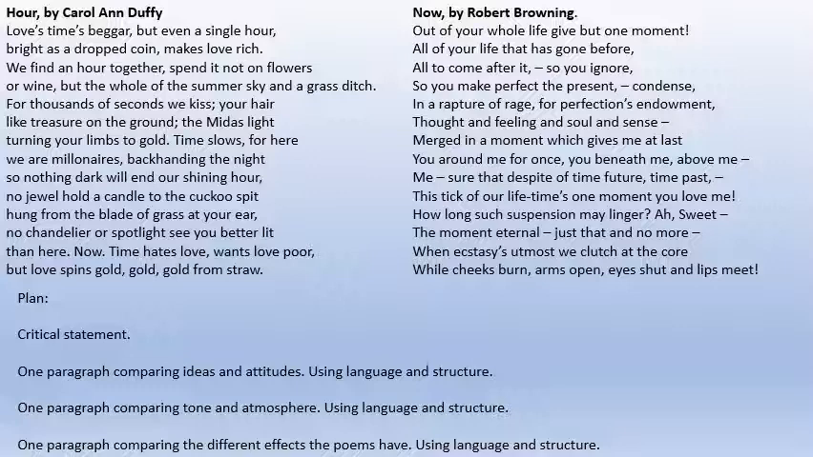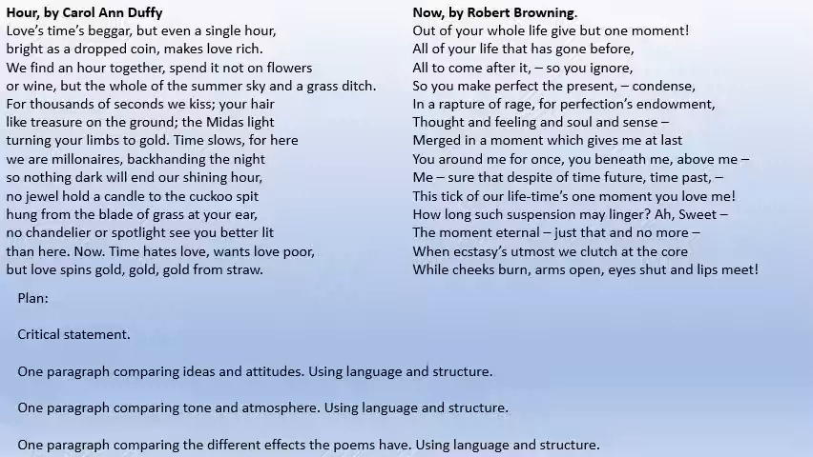Well, that's a bit racy. Right, now what we do with these is the first thing you would do in the exam is write a little critical paragraph at the top. But I've done that for you today. I'll explain that in just a minute. And then you're going to write one paragraph comparing ideas and attitudes using language and structure, and one paragraph comparing tone and atmosphere using language and structure, and then one paragraph comparing the different effects the poems have using language and structure.